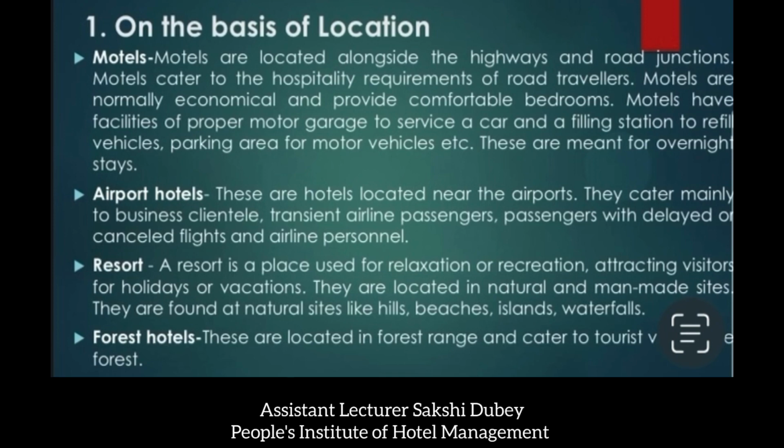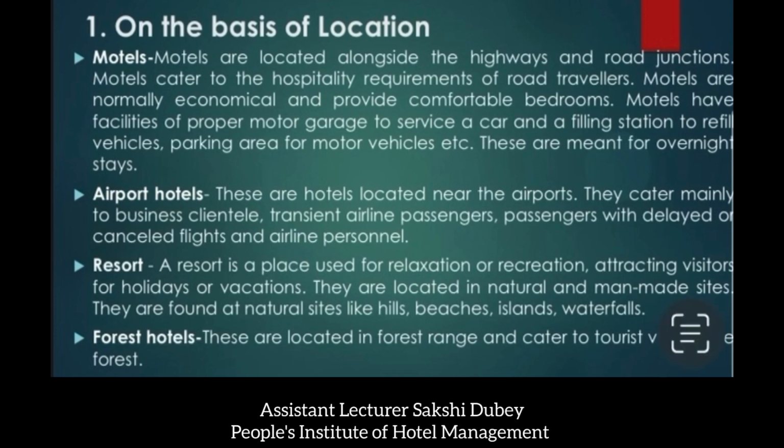Then there is a resort. Now what is a resort? A resort is a place where guests prefer to go for the purpose of relaxation, or we can say recreation activities. Resorts are generally situated near nature, or we can say the natural beauty of nature. Guests visit the resort for relaxation when they are having a good vacation, and their motive is to relax and for leisure purposes.